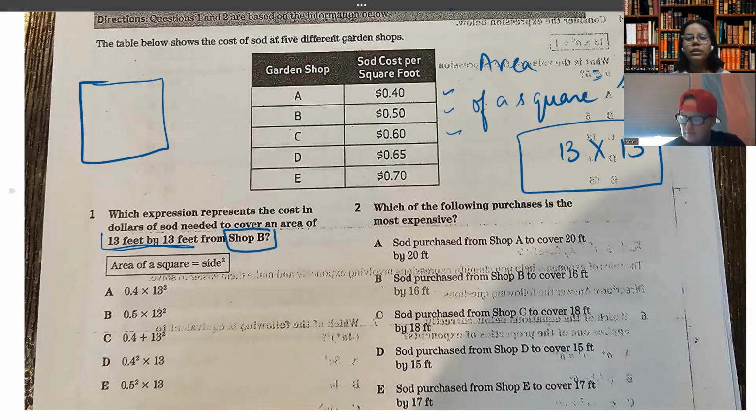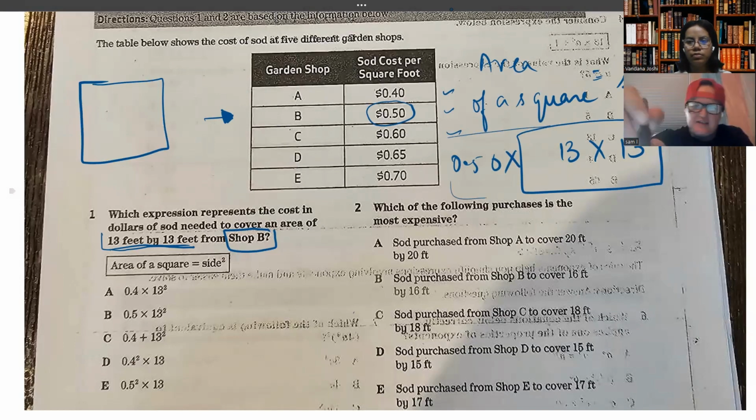Now you have to make the purchase from shop B. So we'll look at shop B. What is the cost of sod from shop B? It is 0.5 per square foot, right? Let me pull my calculator up. 13 times 13, and for 1 foot we have to pay 0.50. We'll just multiply it. This is your answer.